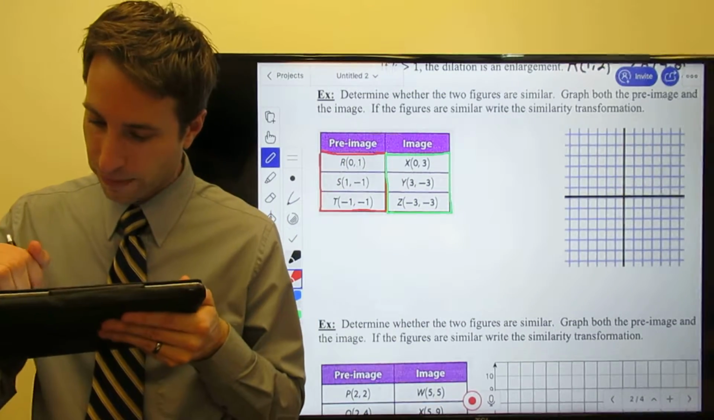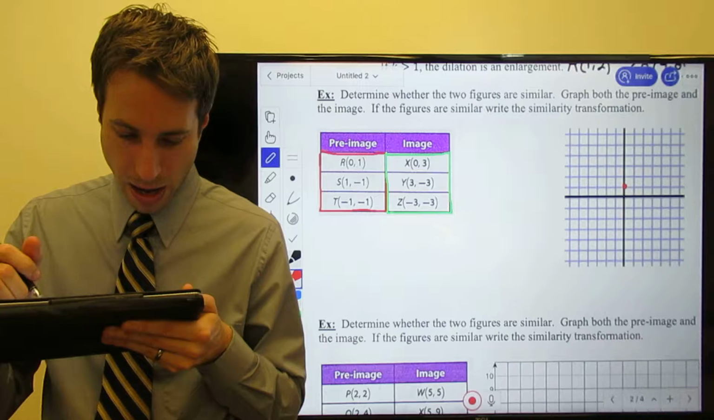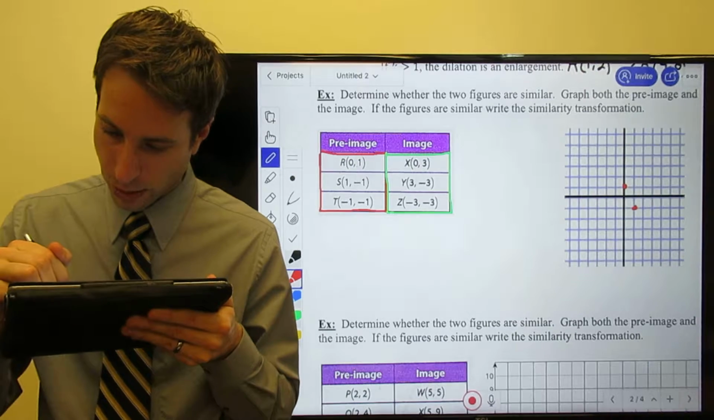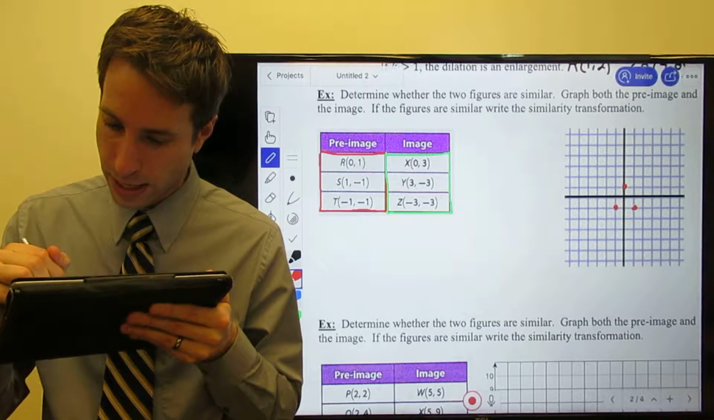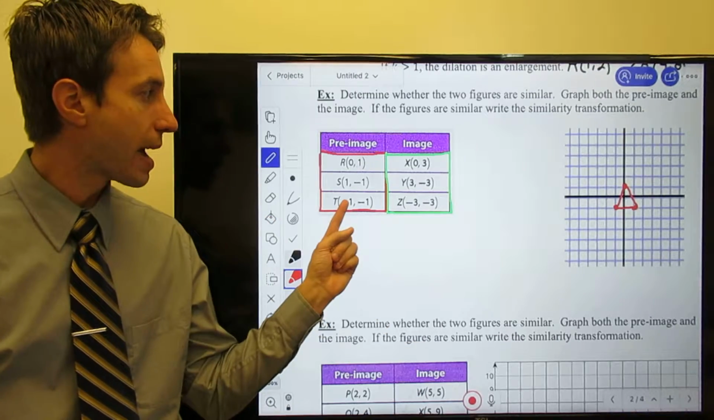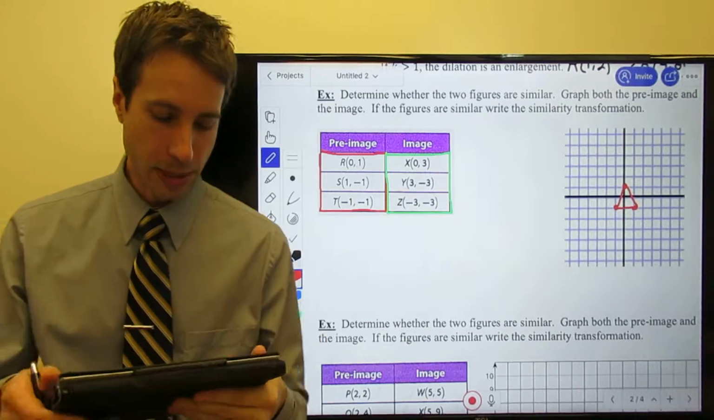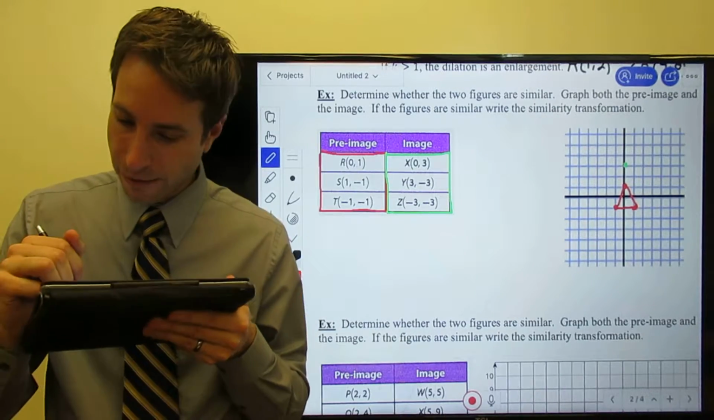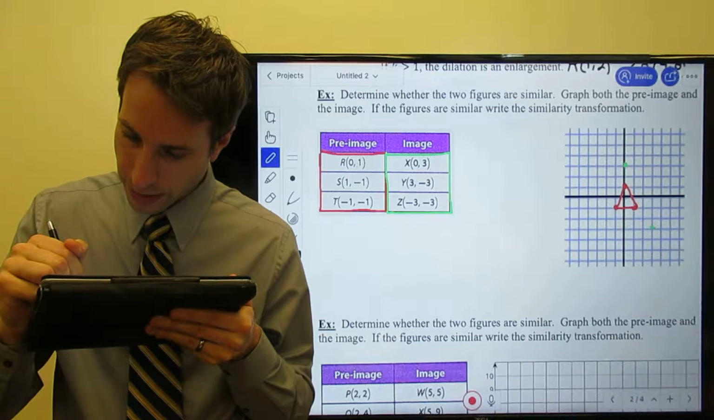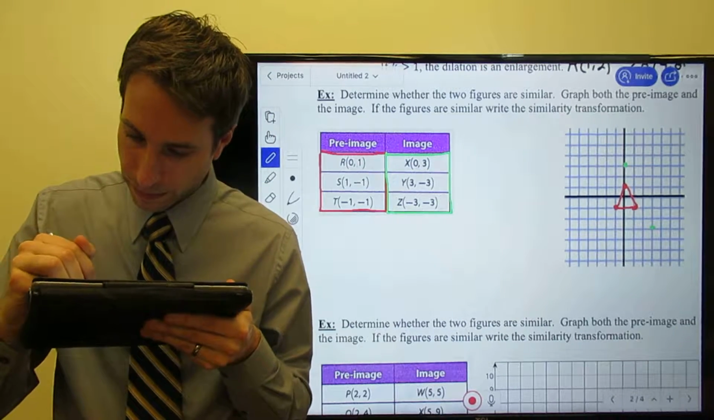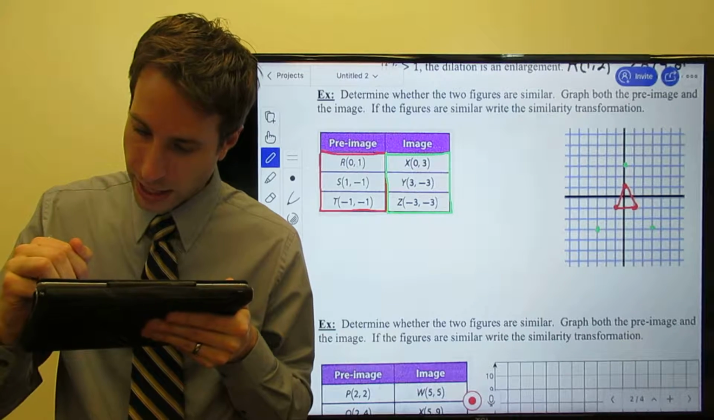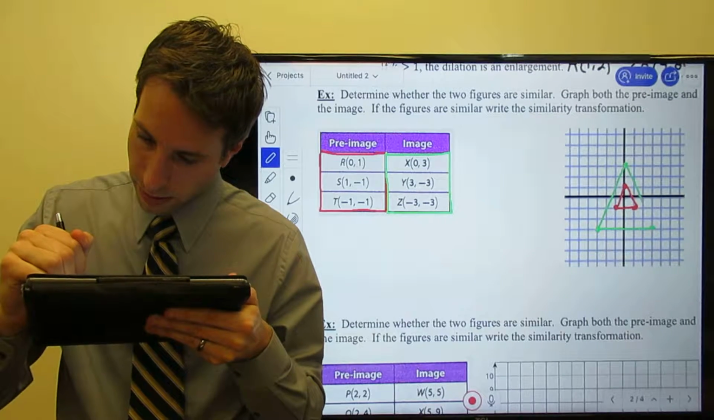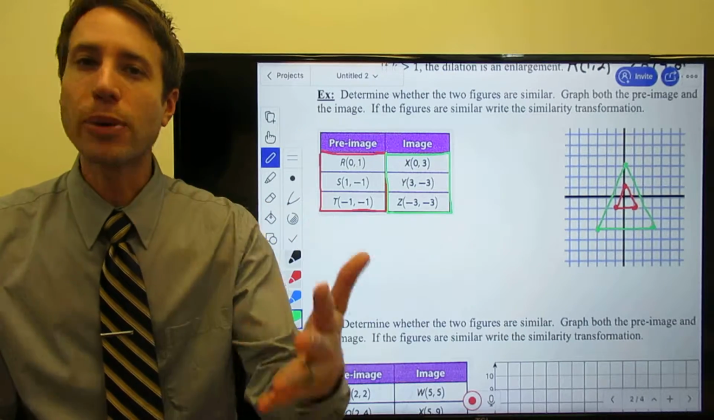My first point is 0, 1. That is right there. My next one is 1, negative 1, and my third one is at negative 1, negative 1. All right, so there are my 3 points, which I have done in red. That's my pre-image. Now, the image. Plot the points. 0, 3. Right there. 3, negative 3. Right there. And negative 3, negative 3. Right there. Connect the dots. And there is my image.